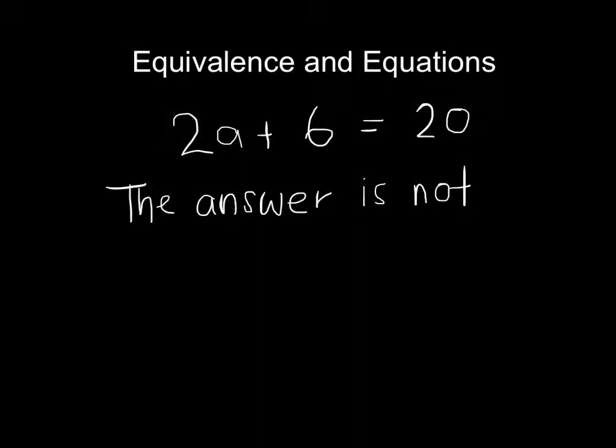One of the first things we need to look at when we're doing equations is that the equal sign represents a relationship between the numbers on each side of the sign. So between these two, the answer is not 20. These two numbers are equal to each other. They are equivalent.